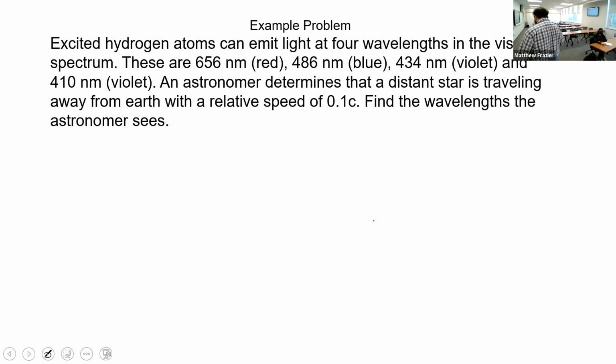So what we want to do is figure out the wavelengths that the astronomer sees. Now, we can convert the frequency to a wavelength. So in our formulas, F is C over lambda.